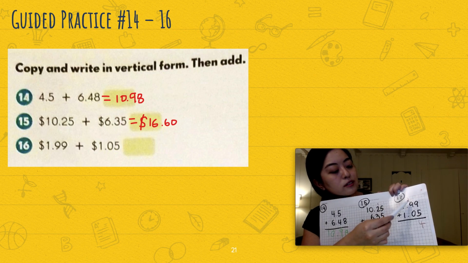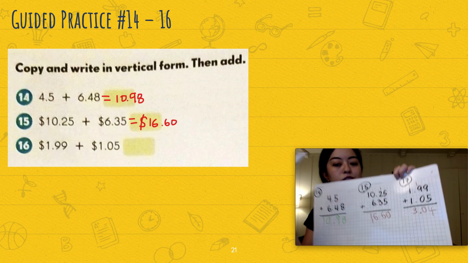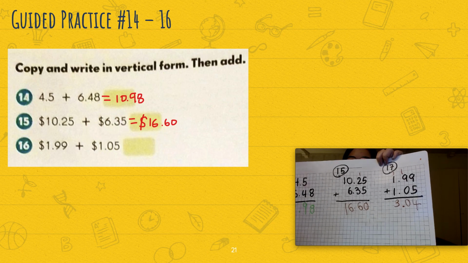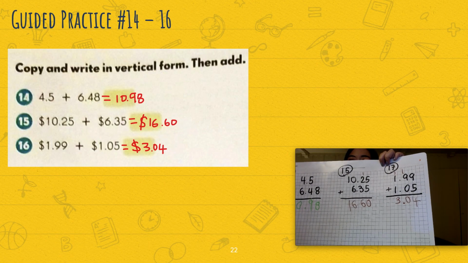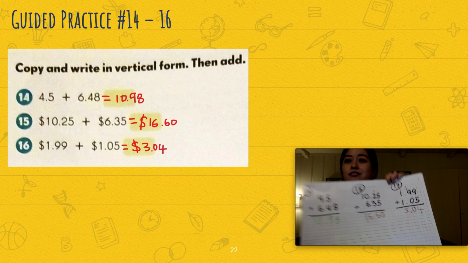So then 1/10 plus 9/10 plus 0/10 is 10/10. So I have to regroup that, okay? So 1/1 plus 1/1 plus 1/1 is 3 ones. Oh, and I forgot my decimal point, so here it is. And again, it's in dollars, so we would just say this as $3.04.